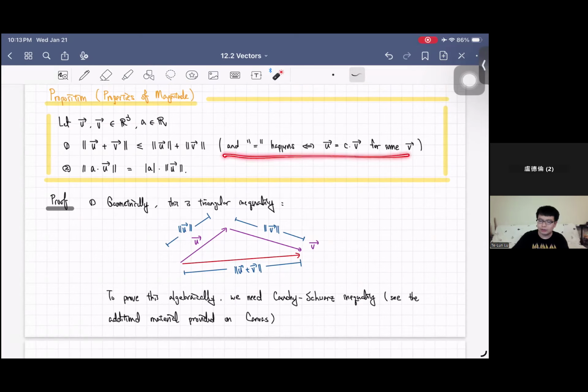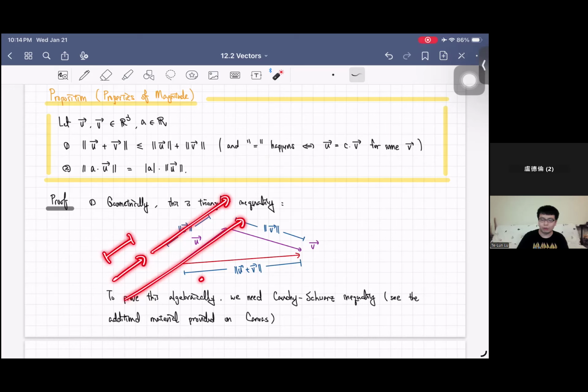And I mentioned here, what does this sentence mean? It means, when does the equality happen? The equality only happens when u is a multiple of v, meaning that u is parallel to v. So see that, for example, the new vector u plus v will have the exact same length as the length of u plus the length of v, right? So that's the only case that the equality happens. In most cases, it is strict inequality, okay?